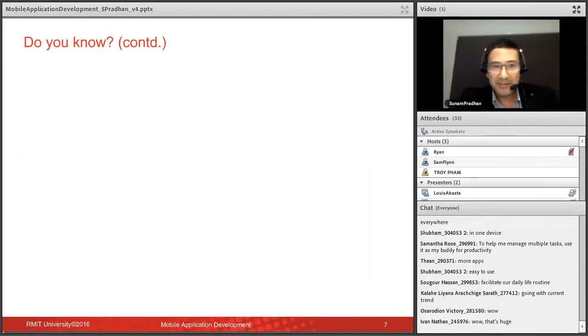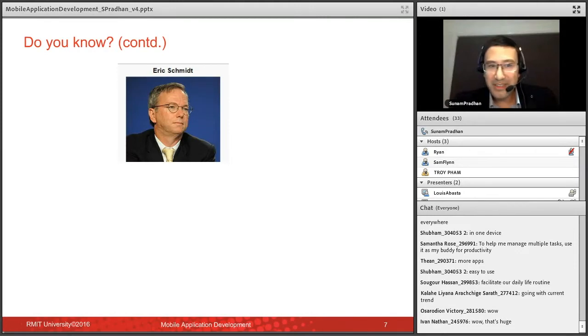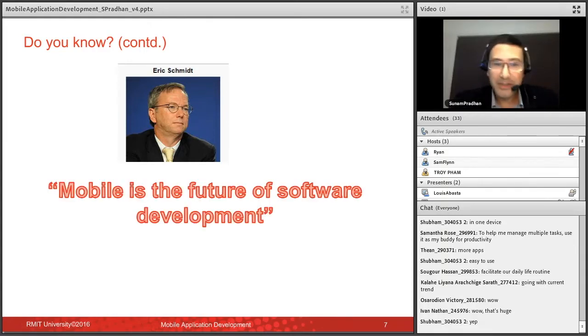Now, do you know this guy? This is the ex-CEO of Google, and what he said was, mobile is the future of software development. It's the future because I'm pretty sure you are all using mobile apps and mobile phones. I've already asked you, why did you buy smartphones? The reason is simple: you can control most things.